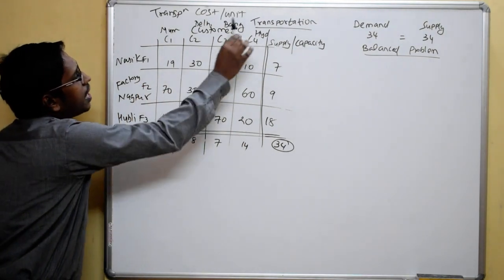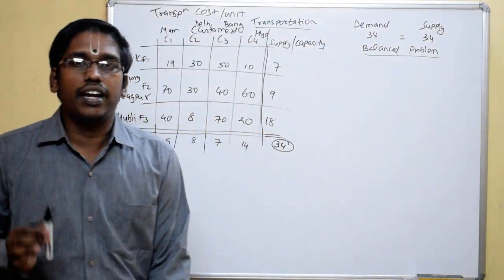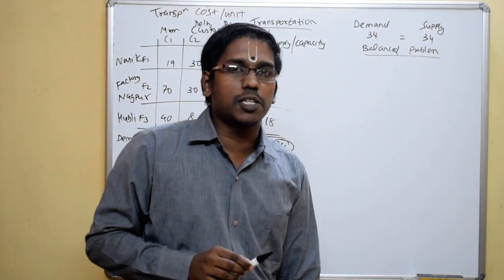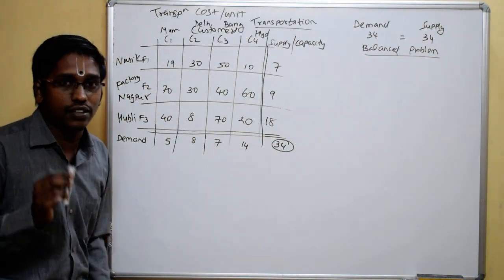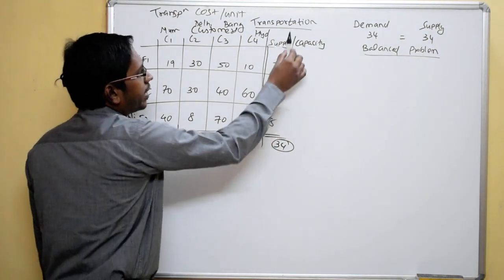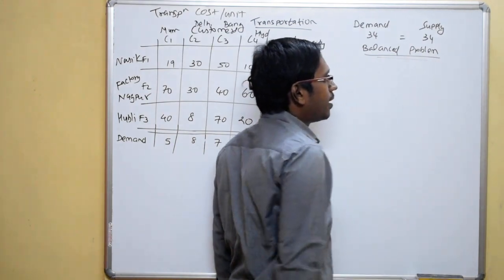So 3 rows and 4 columns does not mean the problem is unbalanced. Therefore, in transportation, to know whether a problem is balanced or not, we do not look at the number of rows and columns. Rather, we add the demand, we add the supply. If demand and supply are same, then the problem is a balanced one.